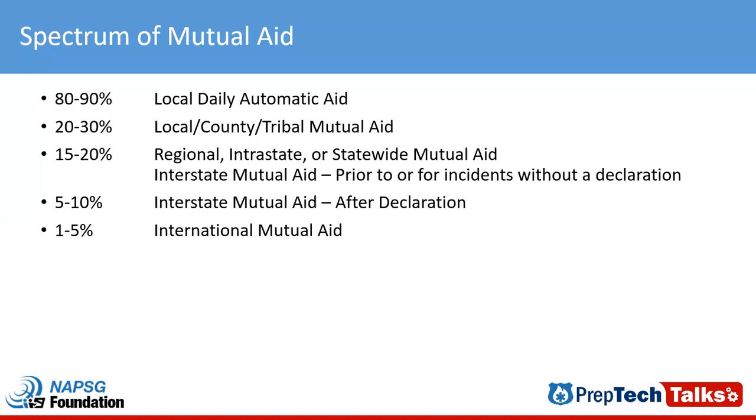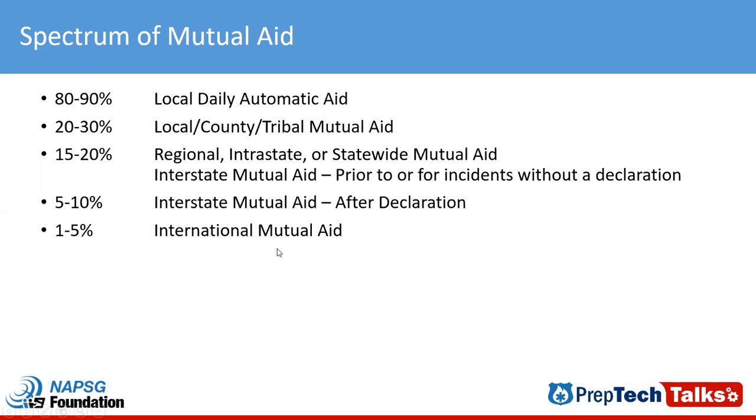And then as an incident scales and becomes more complex, typically there are larger scale mutual aid requests and deployments, such as regional, interstate, and statewide mutual aid, prior to or for incidents that have not received any type of disaster declaration. And then there's also the movement of resources, also referred to as interstate mutual aid, specifically after a declaration, and that could be a governor-declared state of emergency. And as you can see, as that type of mutual aid scales in terms of its level, the frequency that it's required certainly minimizes. And that's an important note.